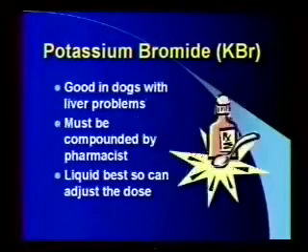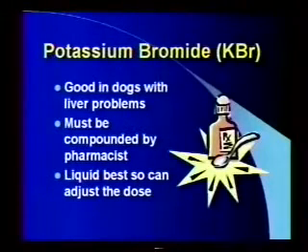Now, the reason that we like potassium bromide is it is very liver friendly. It is good in dogs that have liver problems. It totally bypasses the liver. It is excreted in the urine, and so you have to be careful. If a dog has renal disease, you do not want to give it because they can get very toxic from it.